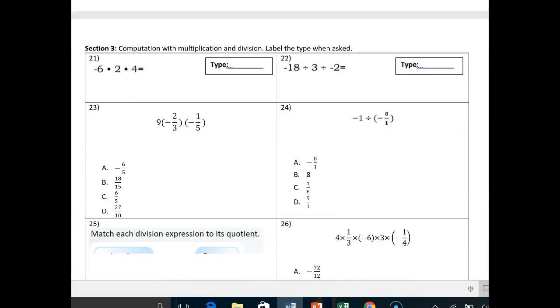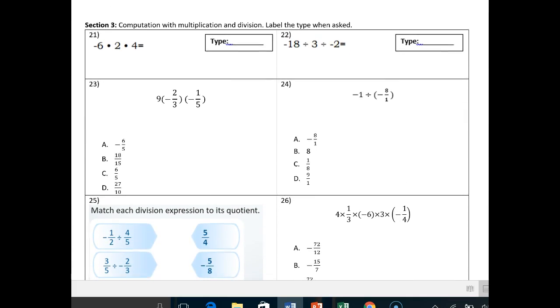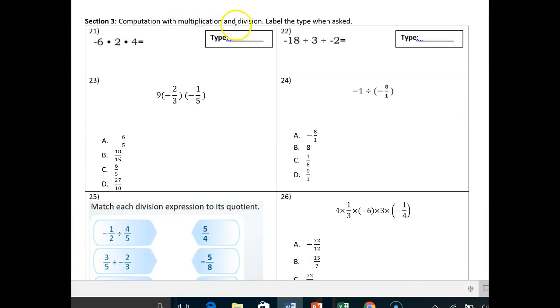All right, now on to the multiplication stuff. Section 3, computation with multiplication and division. This was a DSN problem because you only had 1 negative. This happened to be an SSP problem because you had 2 negatives. So multiplying here, you get 12. 12 times 4 is 48, but remember your negative, so negative 48 should have been your answer. Here you should get 18 divided by 3 is 6, divided by 2 should give you 3, and your answer stays positive because you only had 2 negatives.